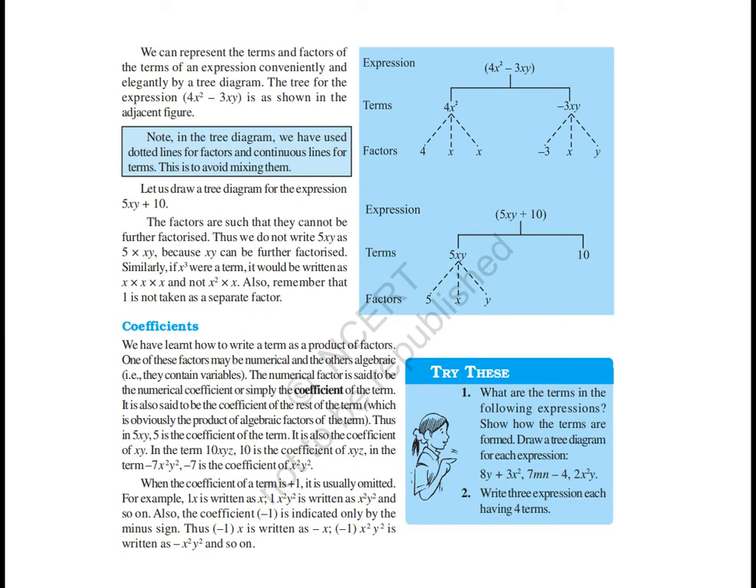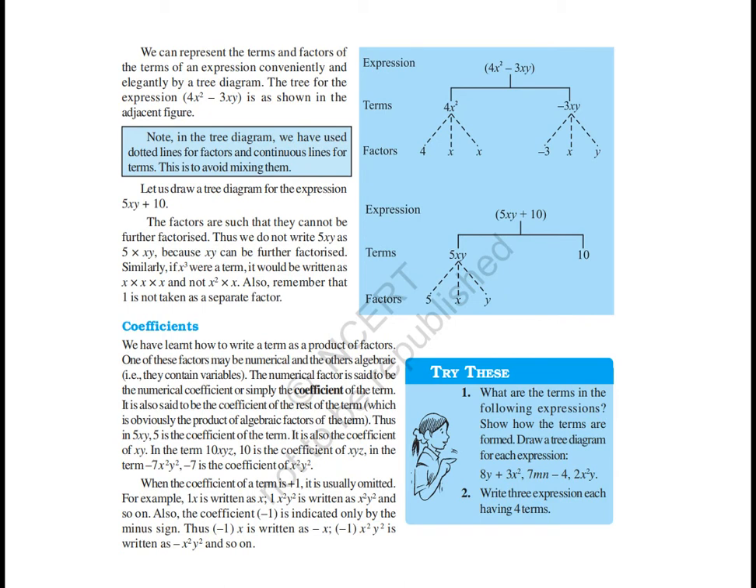Now the numerical factor which is there. For example, in 5xy plus 10, what is the numerical factor here? It is 5. 5xy में numerical factor क्या है, 5. So that is called the coefficient. Numerical factor is said to be the numerical coefficient or coefficient of the term. So if I say 5xy, if I say 4x square, 4x square का numerical coefficient क्या है, 4. Minus 3xy का numerical coefficient क्या है, minus 3. Similarly, if I say minus 7x square y square, what is the coefficient, minus 7.